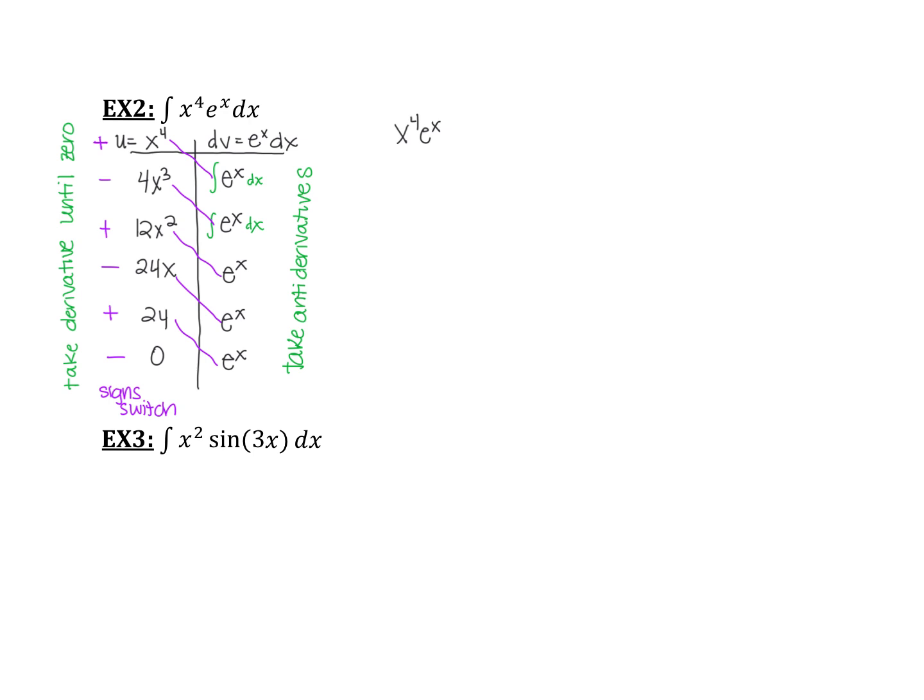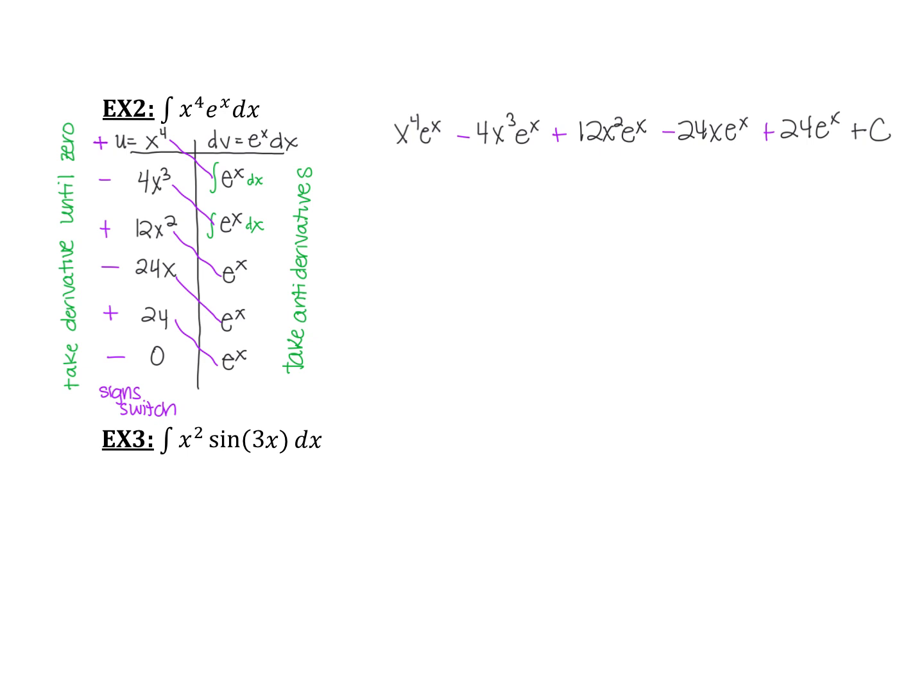My sign says negative, and then it is 4x cubed e to the x. And then my sign says positive 12x squared e to the x. And then my sign says negative, and I'm going to do 24x e to the x. And then I have a positive 24 e to the x. And once I run out of terms, then I'm going to put plus c.